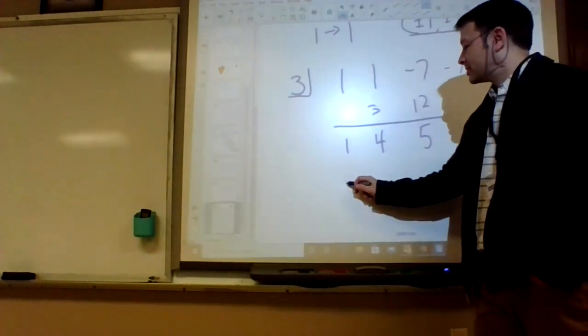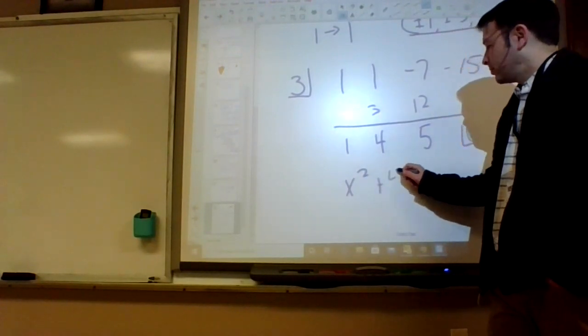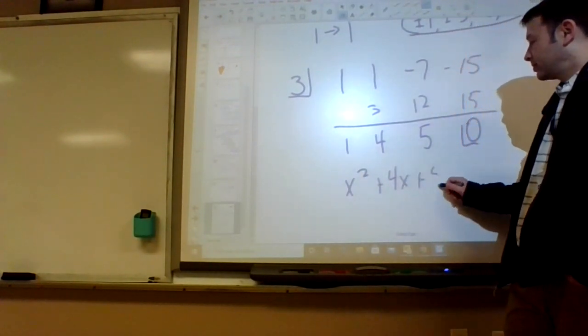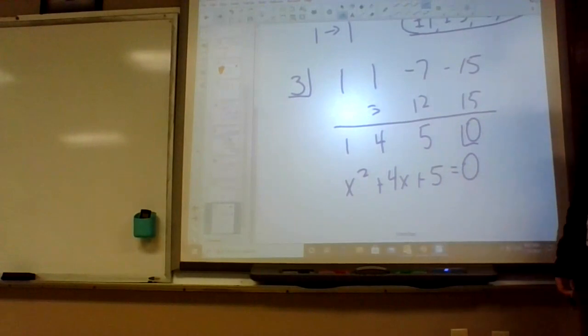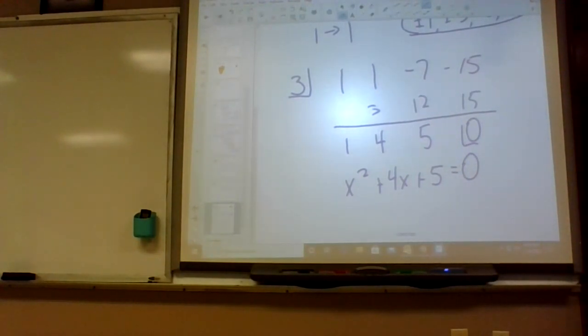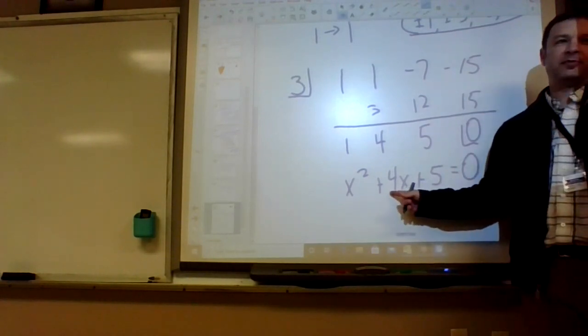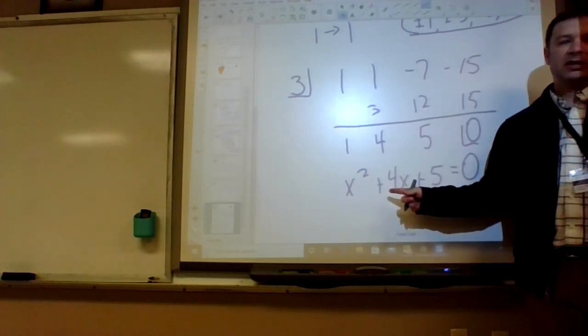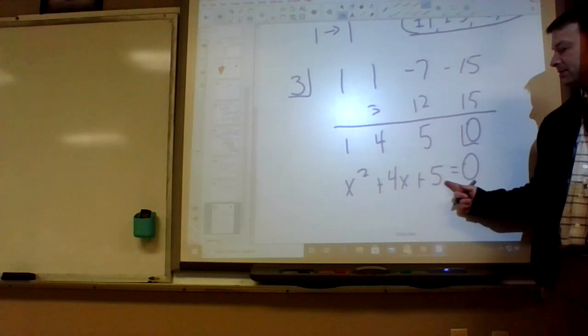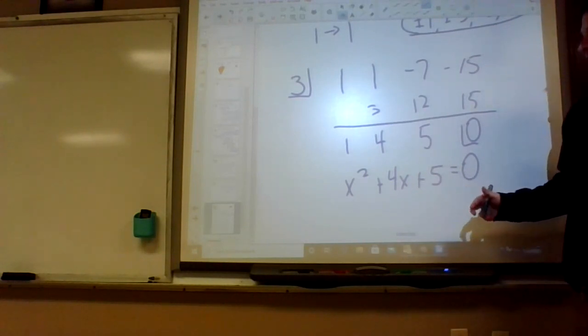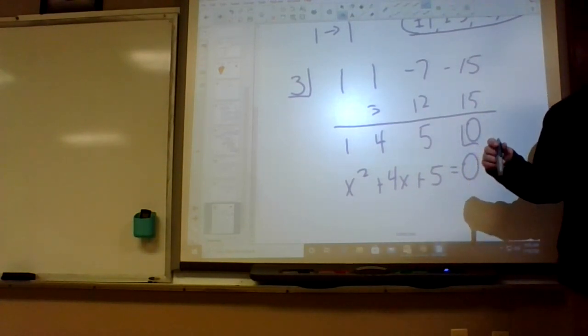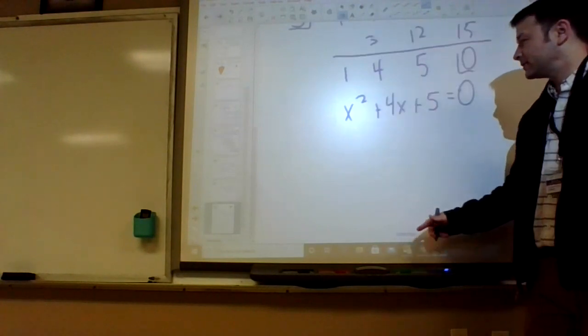Which means what I'm left with is x squared plus 4x plus 5. Does this factor? It's kind of a trick question. It looks like it does, but it doesn't. What goes into 5 that adds up to 4? 5 and negative 1? That doesn't multiply to 5. So you have to use the quadratic formula to finish it off.